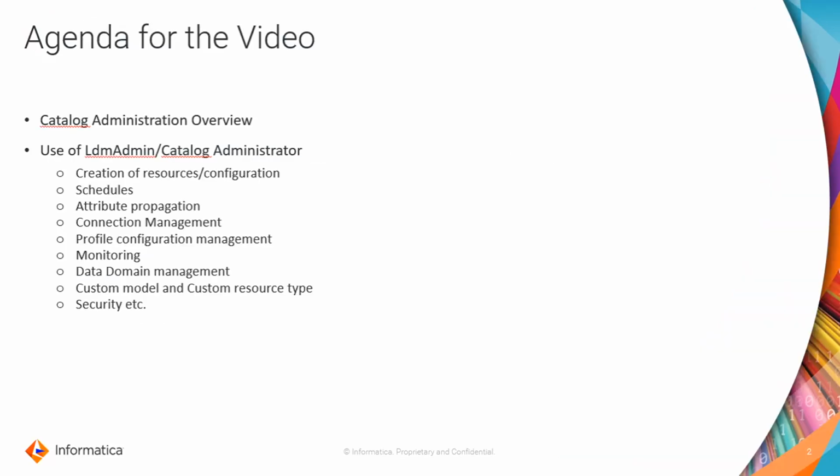So, the agenda of this part 1 video will be as follows. We will give an overview of the Catalog Administrator UI. We'll talk about different tabs that are present in the UI, and then we'll talk about the use of the catalog administrator. We'll show how to create the resources, how to create the schedules, how to make the connection assignment. We'll talk about data domain management, how to create custom models and custom resources, and then we'll talk about the security as well.